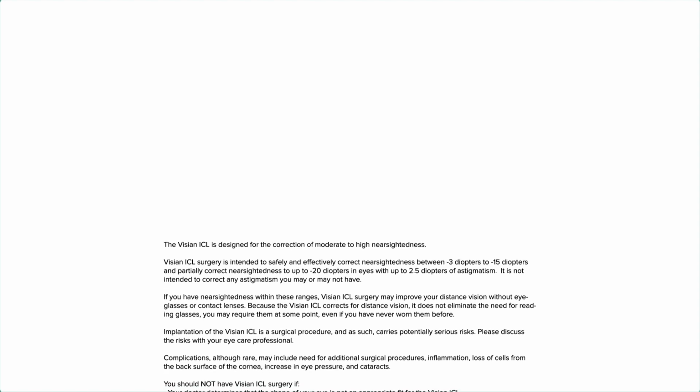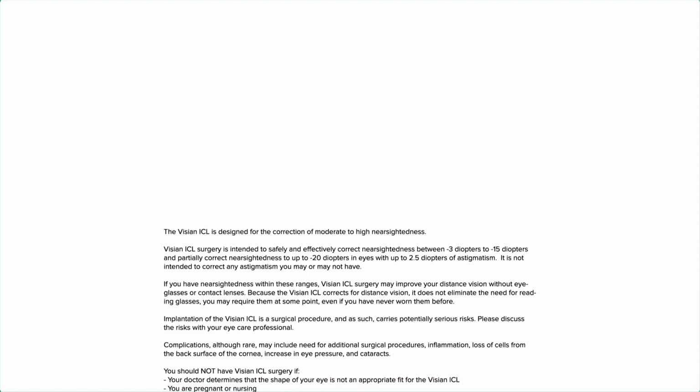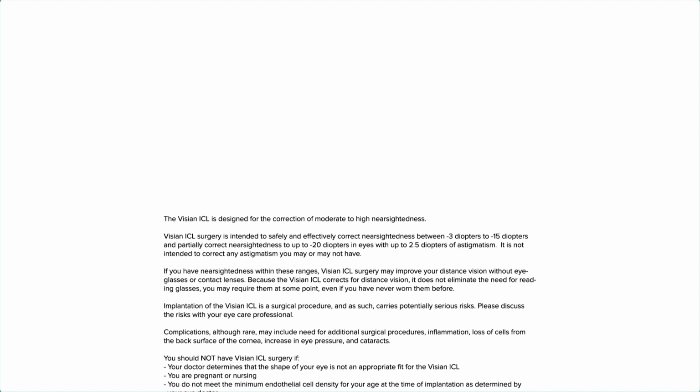The Visian ICL is designed for the correction of moderate to high nearsightedness. Visian ICL surgery is intended to safely and effectively correct nearsightedness between -3 diopters to -15 diopters and partially correct nearsightedness to up to -20 diopters in eyes with up to 2.5 diopters of astigmatism. It is not intended to correct any astigmatism you may or may not have. If you have nearsightedness within these ranges, Visian ICL surgery may improve your distance vision without eyeglasses or contact lenses.